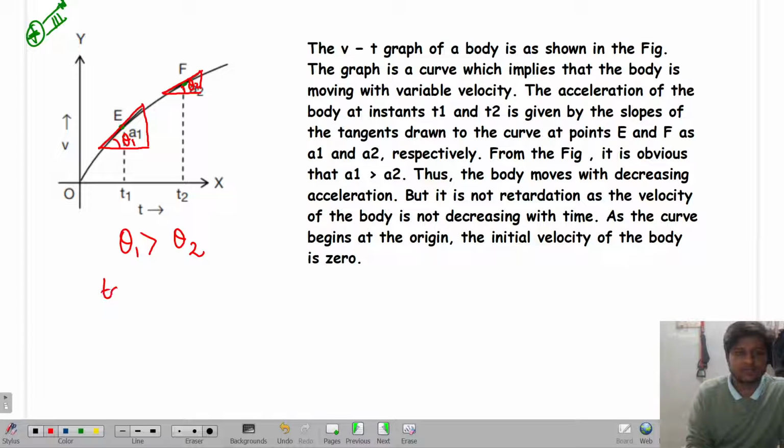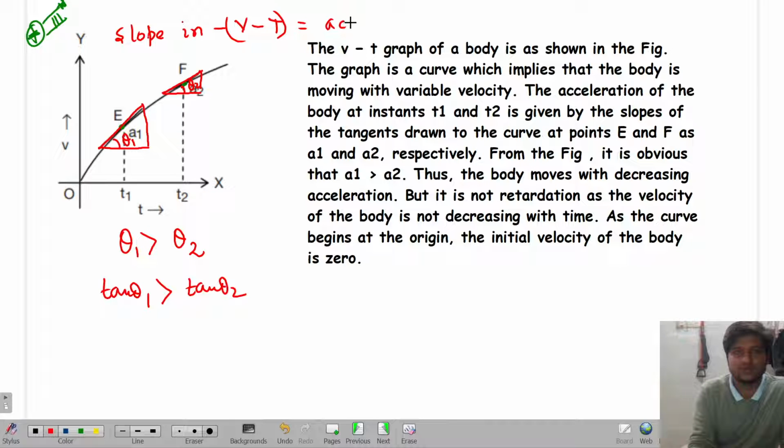Second point, that means tan of theta 1 will be much greater than tan of theta 2. But I know that this is a velocity time graph. If I calculate the slope in a velocity time graph, we know that slope in a VT graph is going to give you acceleration. That's what we know correctly. Now tan theta 1 is nothing but velocity divided by time, so V1 by time t1, and tan theta 2 is velocity V2 divided by time gap t2.